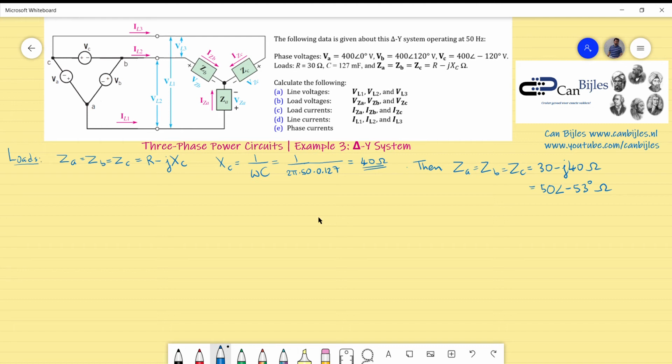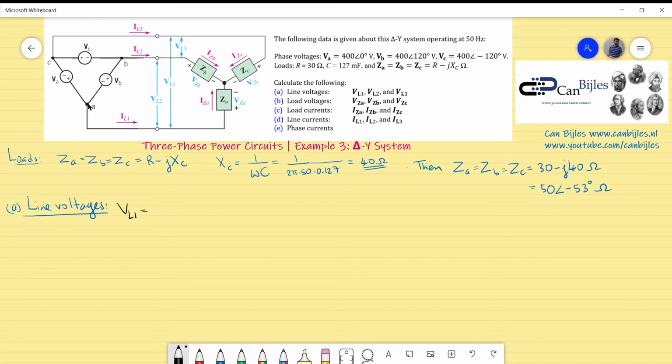Now we will consider the first question, the line voltages. So let's first do that. What are they? As we discussed in the previous examples, we have to determine what the orientation is in this circuit. So we have VL1. How do we determine VL1? VL1 is actually this voltage from this point all the way to that point.